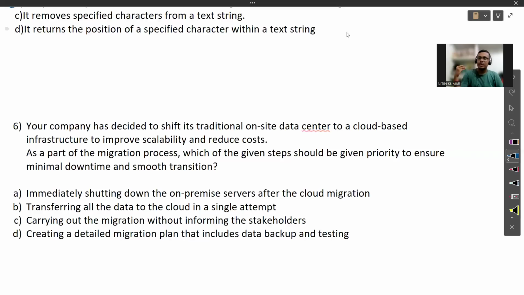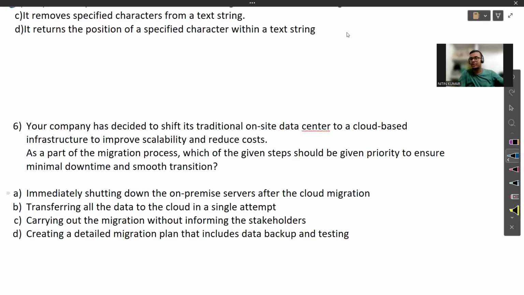So your task is to minimize the downtime, and a smooth transition should also happen, with no difficulty in the transition. What process would you follow? Immediately shutting down the on-premises server after cloud migration? You could not do that, because there might be some difficulty while you are moving to a new platform, a new server. There could be a new challenge, and due to that there might be downtime.